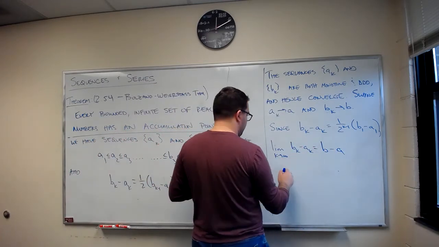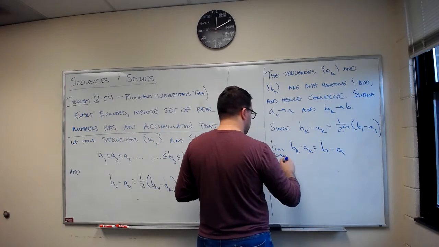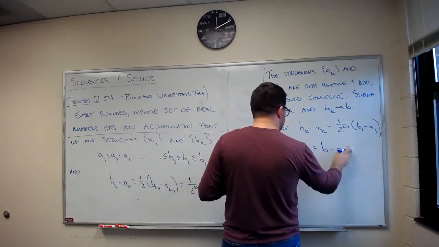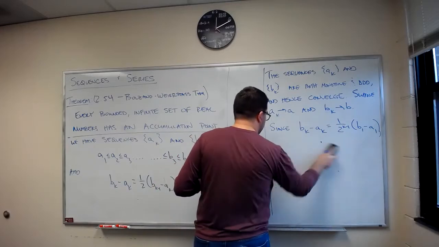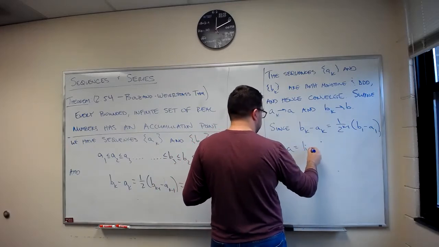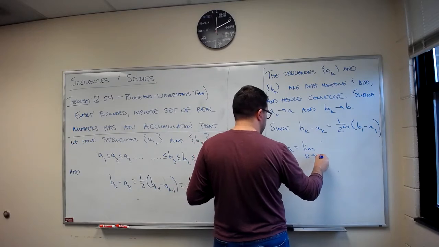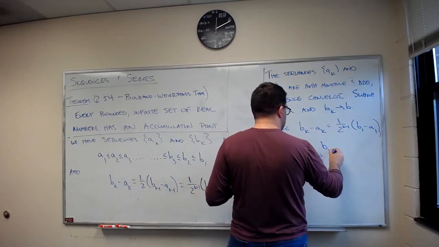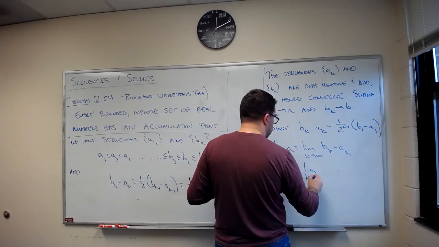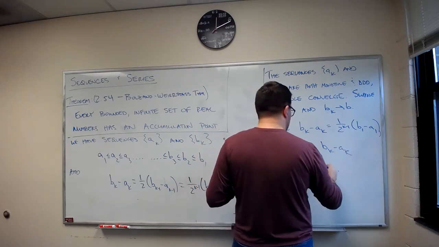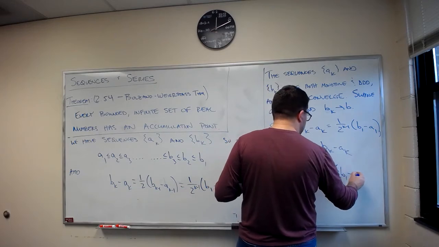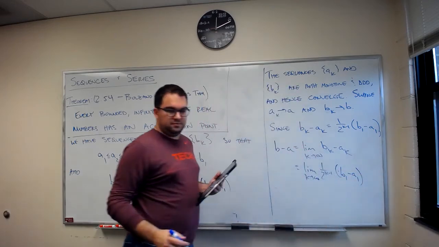But I also have that this limit, so let me rewrite this a little bit. So B minus A, since these converge, is the limit as K goes to infinity of BK minus AK. So this is the same as the limit as K goes to infinity of 1 over 2 to the K minus 1 times B1 minus A1.